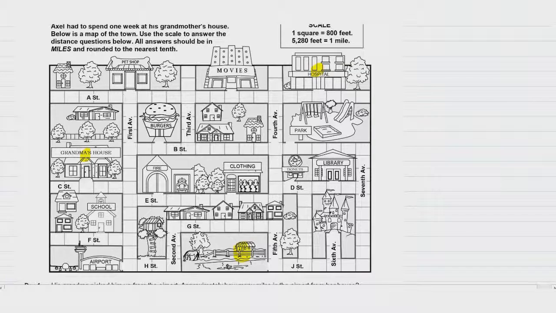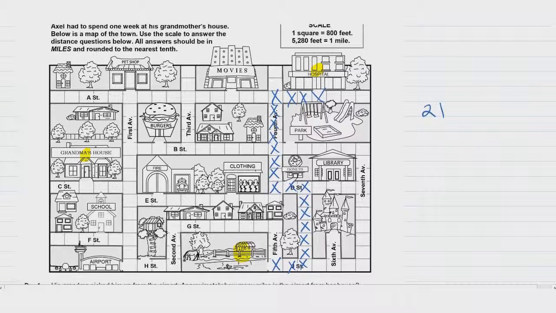All right, so let's count the squares. 1, 2, 3, 4, 5, 6, 7, 8, 9, 10, 11, 12, 13, 14, 15, 16, 17, 18, 19, 20, 21. So he walked 21 squares to the hospital.